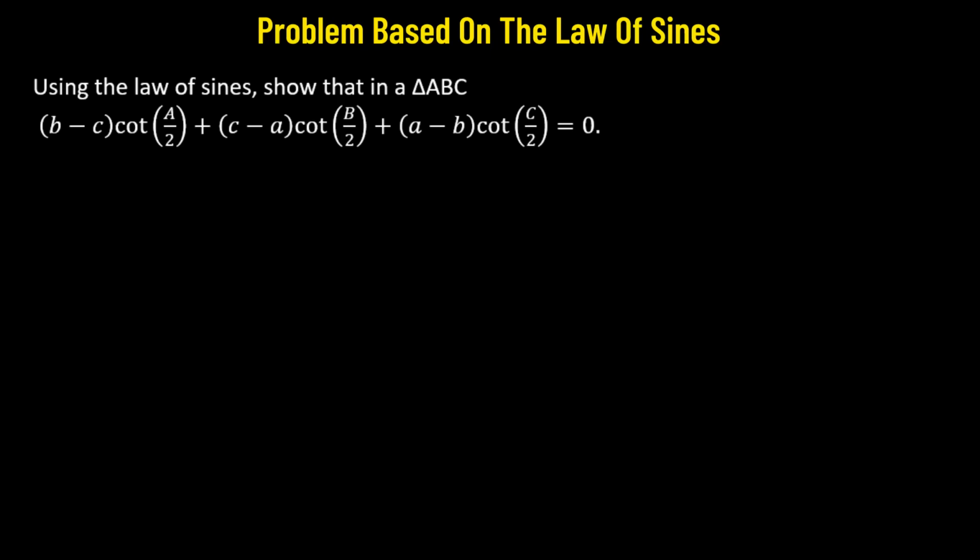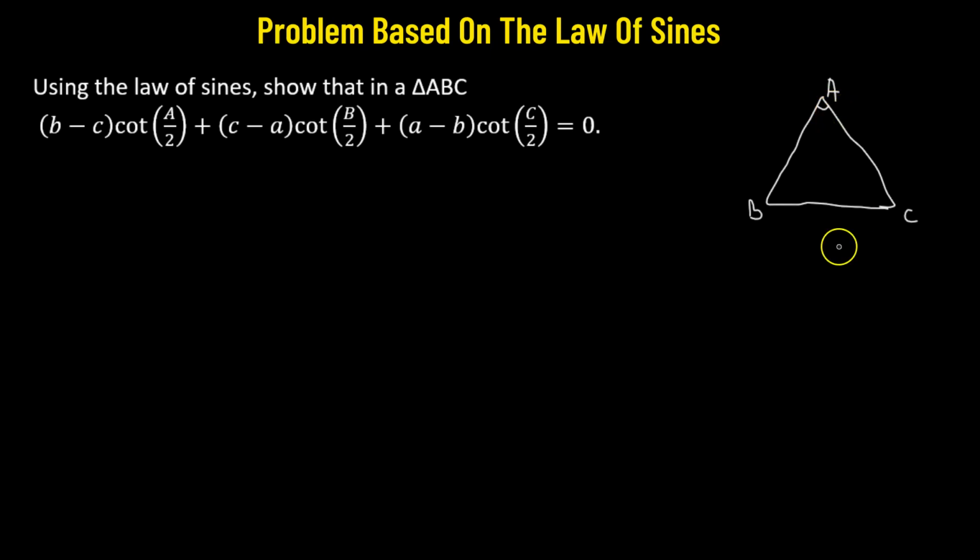So using the law of sines, we need to show that in the triangle ABC, the following equation holds true. So let us begin. Let's first begin by stating the law of sines. We consider an acute angle triangle with vertices A, B, and C.